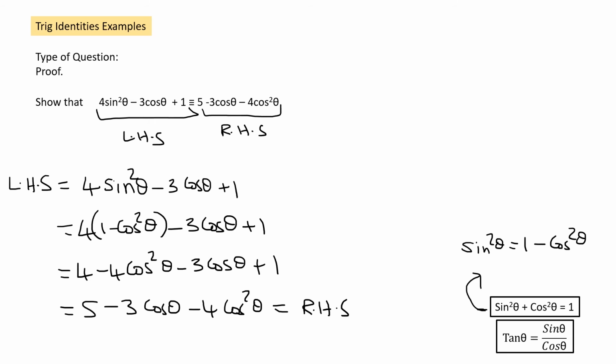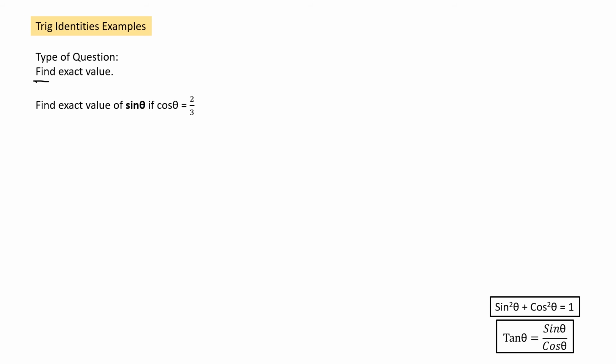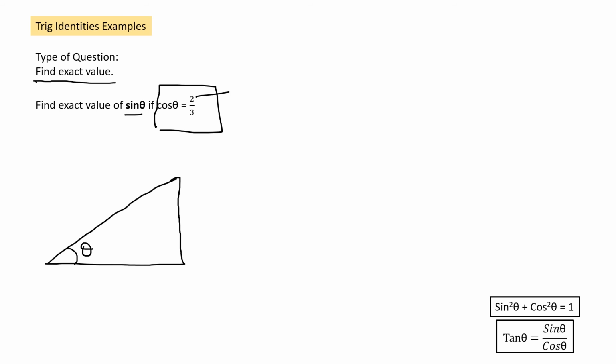Let's move on to the next question. This question is asking to find the exact value of sin theta if cos theta equals 2 over 3. All right, so let me draw a right angle triangle, and let me say this is theta, and you know cos theta is adjacent over hypotenuse. In this example, cos theta is 2 over 3, so I can say 2 is adjacent and 3 is hypotenuse. Right, so let me put adjacent is 2 and hypotenuse is 3.